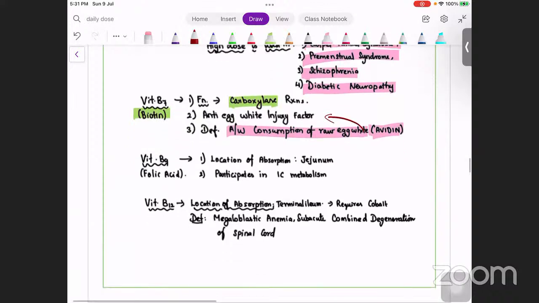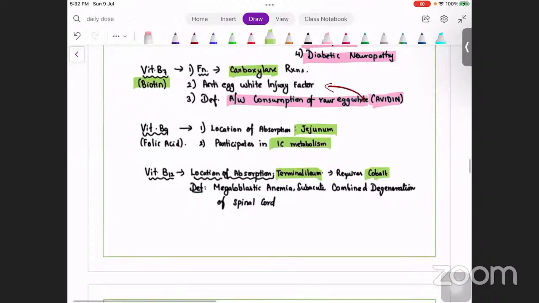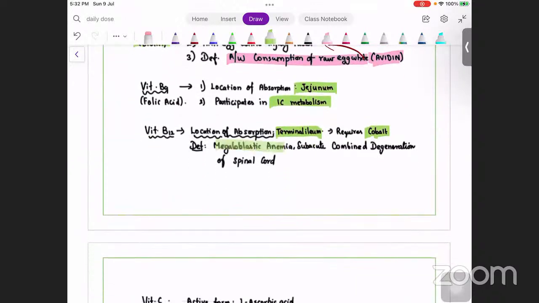Then folic acid, location of absorption is jejunum, and it participates in 1-carbon metabolism. Then vitamin B12, location of absorption is terminal ileum. It requires cobalt as a cofactor. Deficiency could result in megaloblastic anemia and subacute combined degeneration of the spinal cord. You have to remember these things.